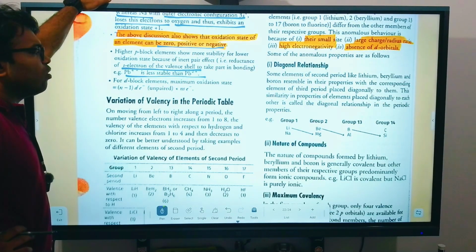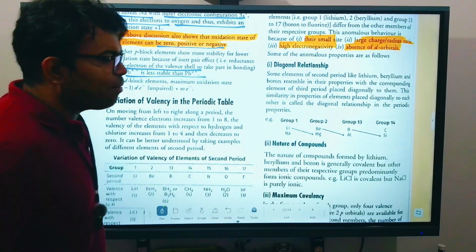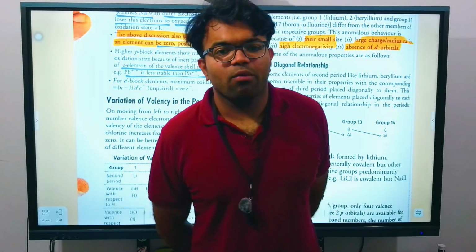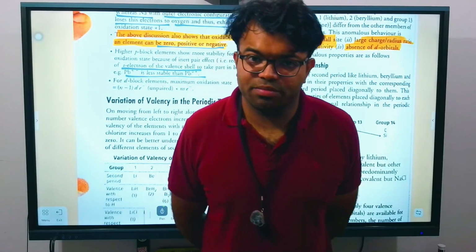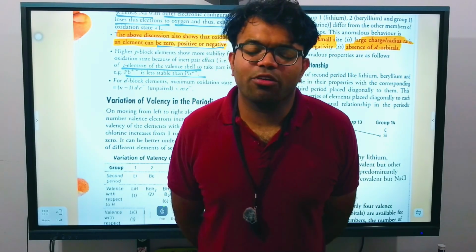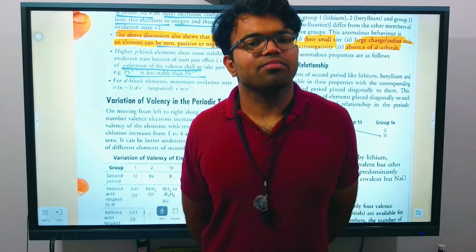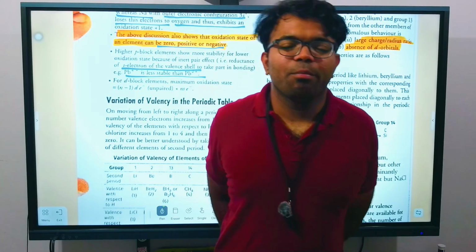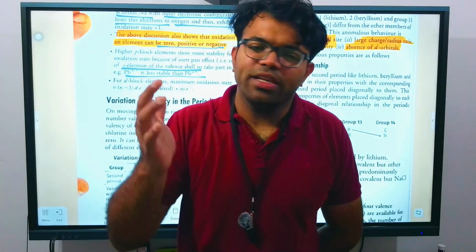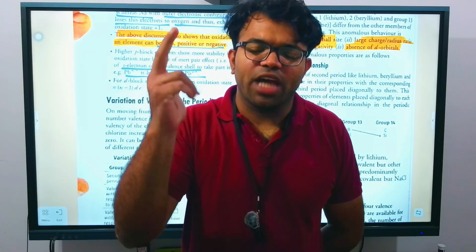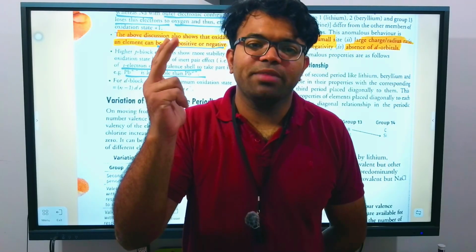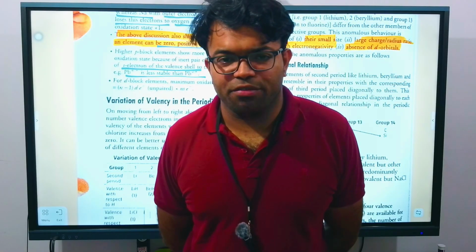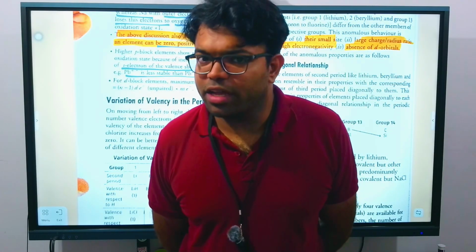Now for d block elements, the maximum oxidation state is (n-1)d electrons minus unpaired plus ns electrons. Here we can say that manganese is an element that has one of the highest oxidation states ever possible. What is the electronic configuration of manganese? Scandium, titanium, vanadium, chromium, manganese. The atomic number of manganese is 25. Could you please tell me what the electronic configuration is going to be?